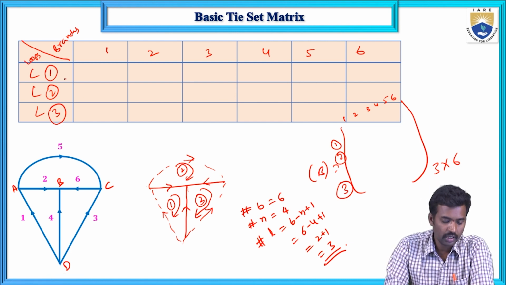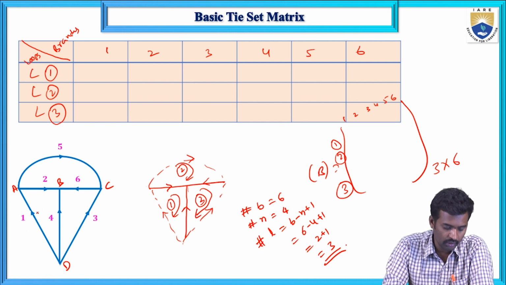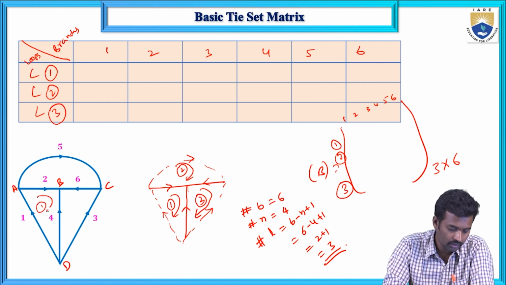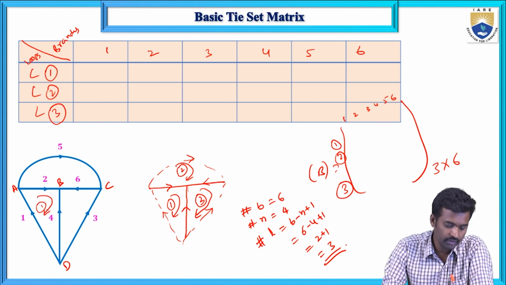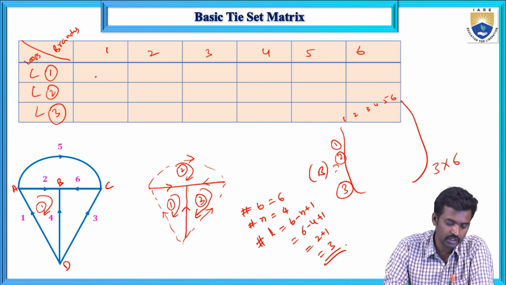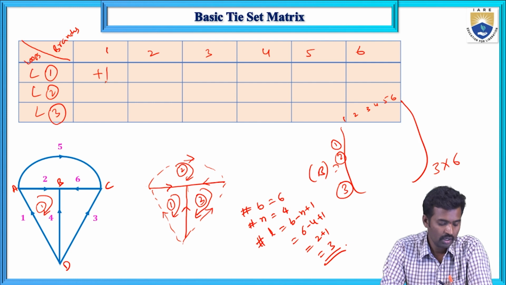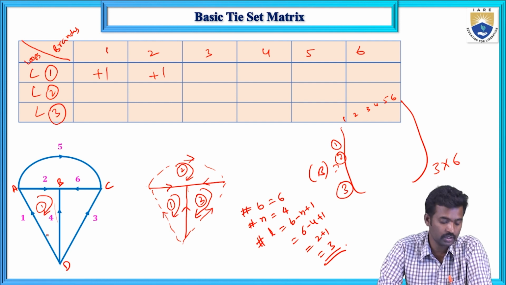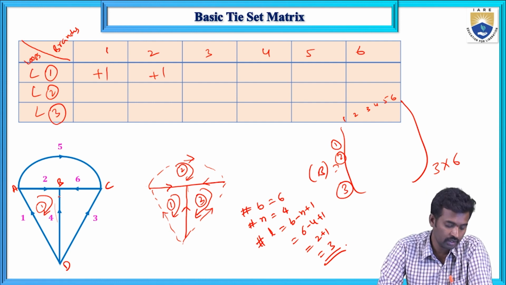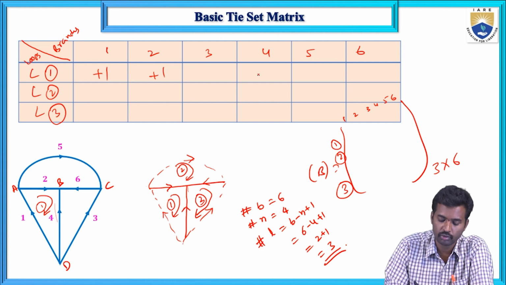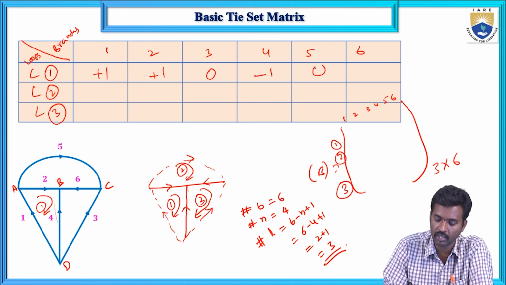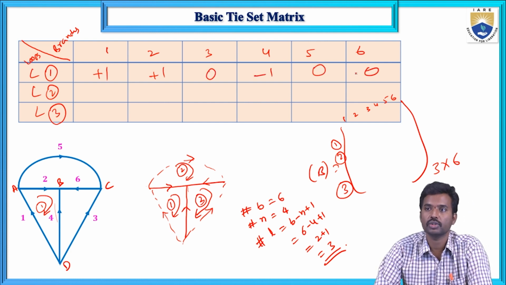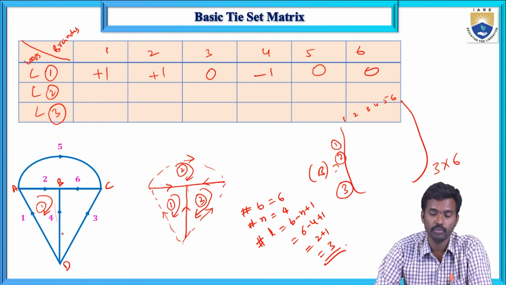Now here this is L1, the L1 direction. If a branch is in the same direction, it is plus 1. Branch 1 is the same direction, plus 1, and branch 2 is the same direction, plus 1, and the fourth is opposite. From top to bottom is the loop direction, and bottom to top is the fourth branch direction, so this is minus 1. All remaining elements are not associated with this first loop.